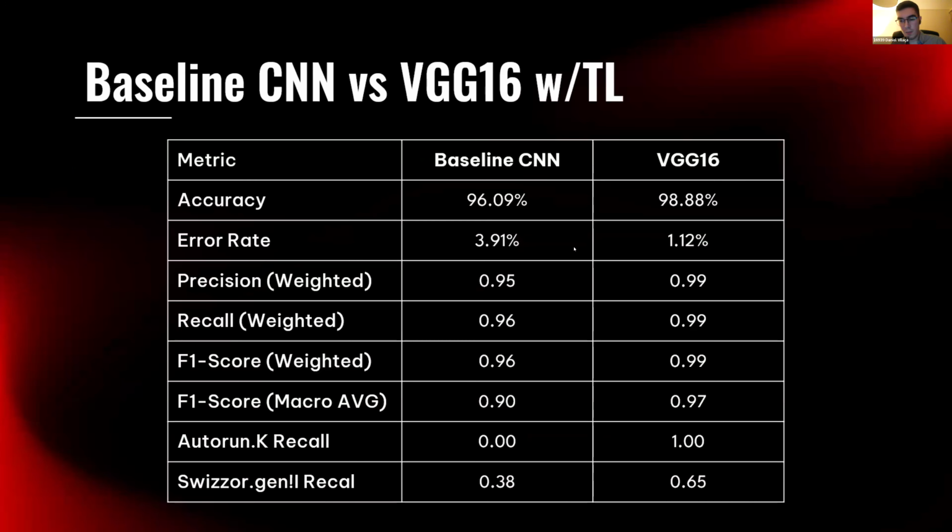Looking directly at this comparison between the baseline CNN and VGG16, the advantages of transfer learning are clear. VGG16 pushed our overall accuracy to nearly 99% and dropped the error rate to just 1.12%. But the most critical takeaway is at the bottom of the table. Here you can see the specific recall for tricky malware families. VGG16 caught 100% of the autorun.k variants, which the baseline missed entirely, and nearly doubled the detection rate for Switzer.